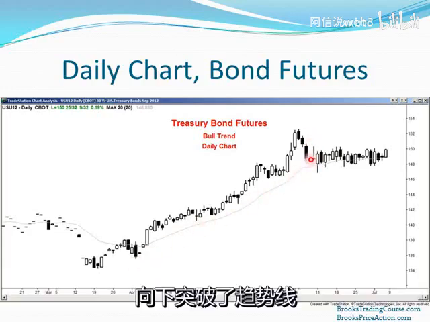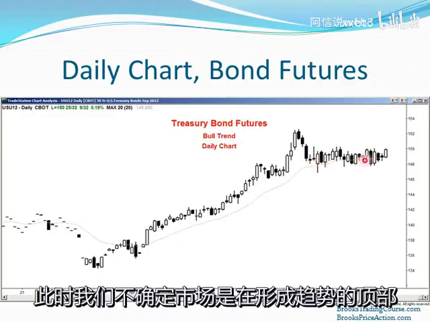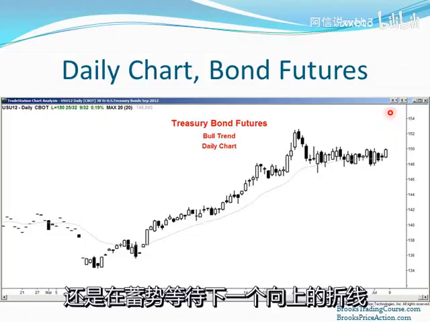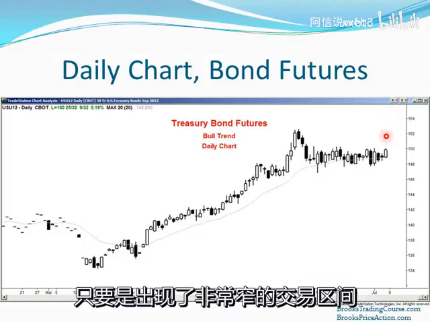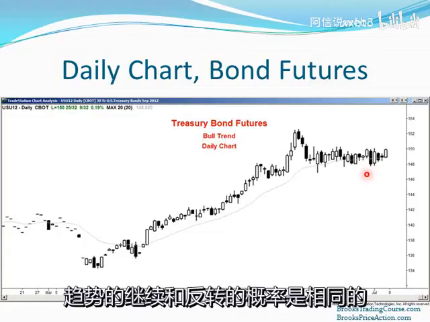So we have a sell-off, and it broke below the trend line, and it also broke below the moving average. At this point, we don't know if the market is topping out or if it's forming a base for another leg up, right? Whenever you have a tight trading range, it becomes a 50-50 market. Equal chance of a resumption of the trend, equal chance of a reversal and a sell-off.